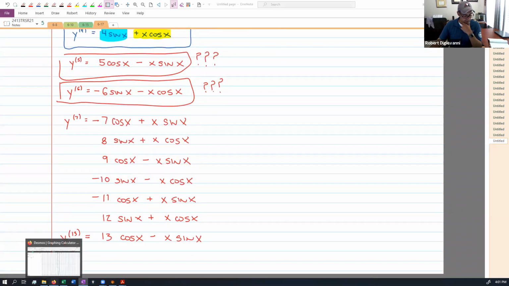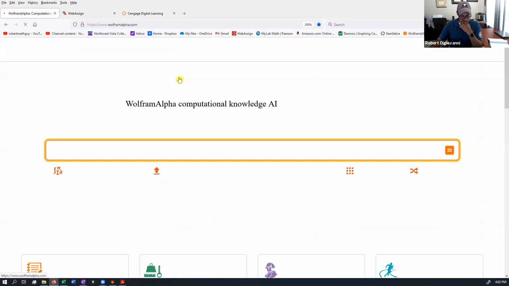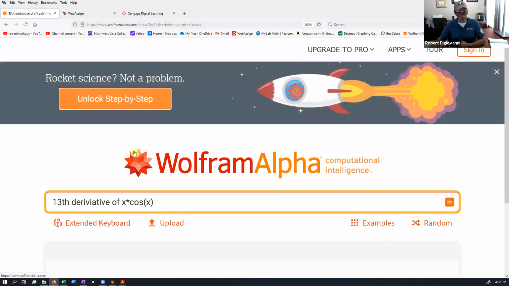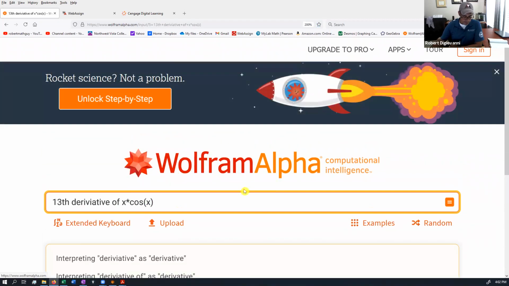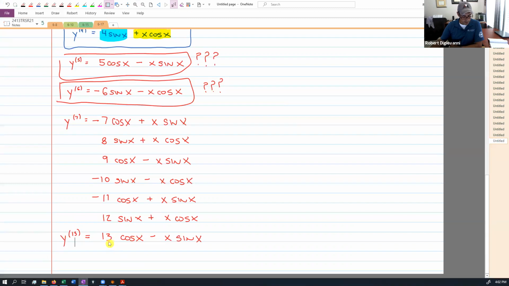Let's check this answer. I'm going to go to Wolfram Alpha. I want to know the 13th derivative of X times cosine X. Let's see if it can do this. 13 cosine X minus X sine X. So it looks like we've got the pattern right.